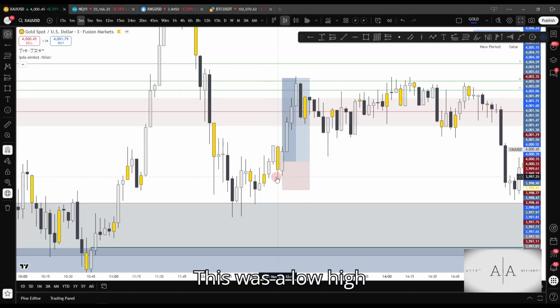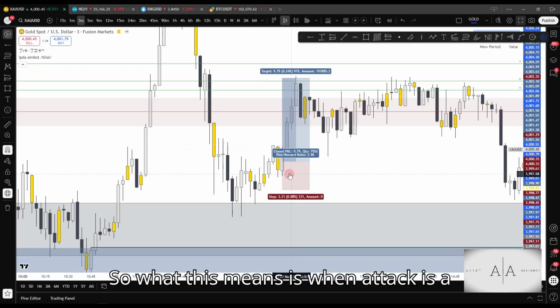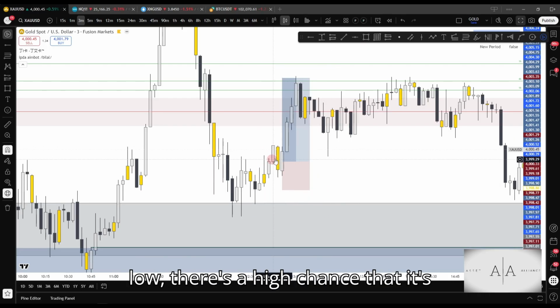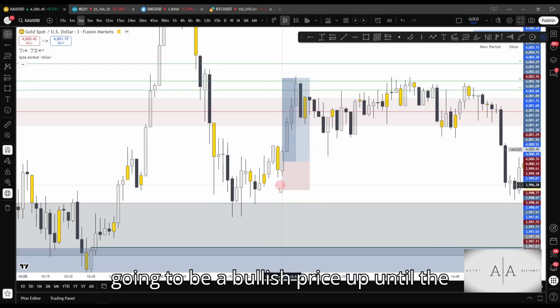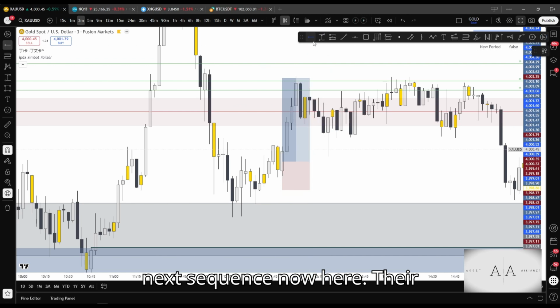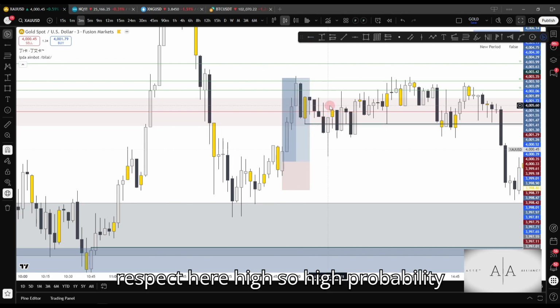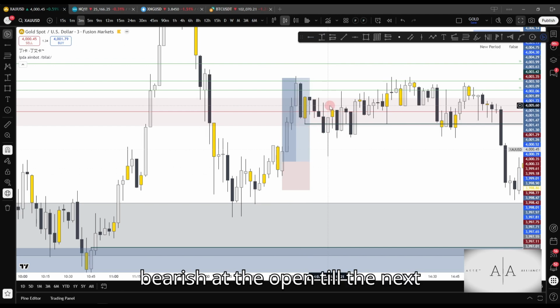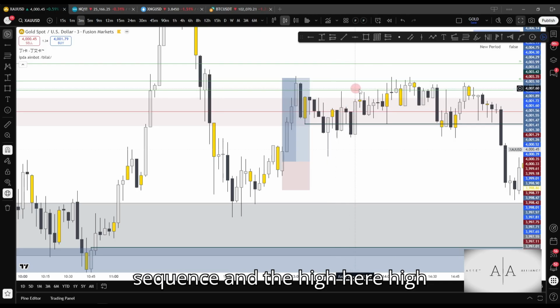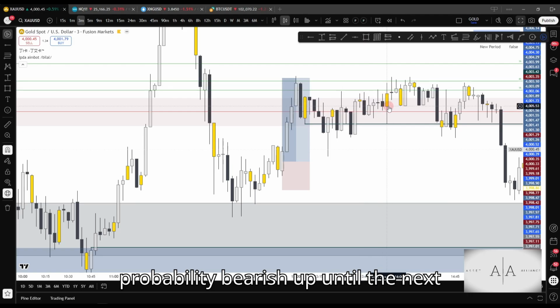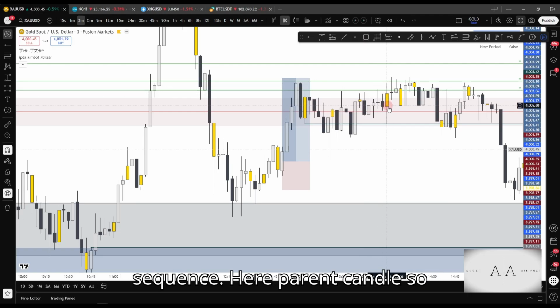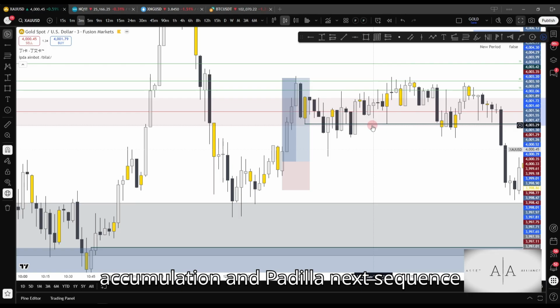This was a low, high probability tech, right? So what this means is when a tech is a low, there's a high chance that it's going to be a bullish price up until the next sequence. Now here, didn't respect. Here high, so high probability bearish up until the next sequence. And the high here, high probability bearish up until the next sequence. Here parent candle, so accumulation up until the next sequence inside of the range of that candle.